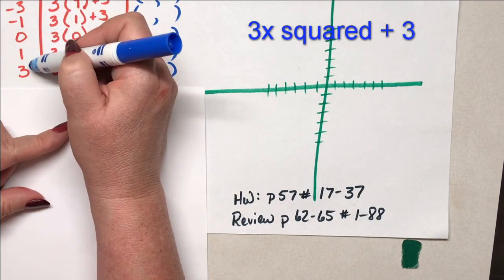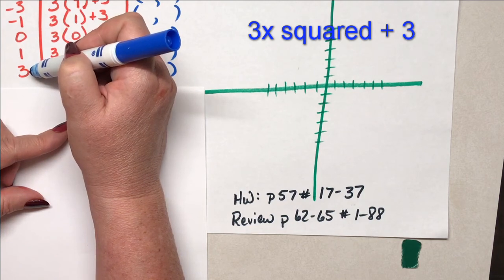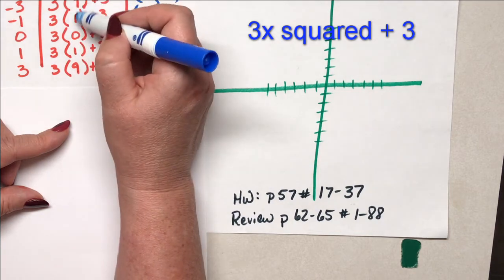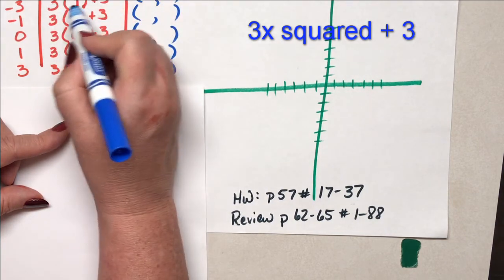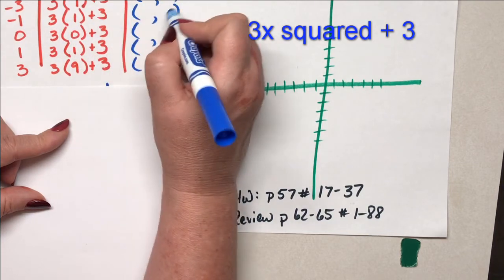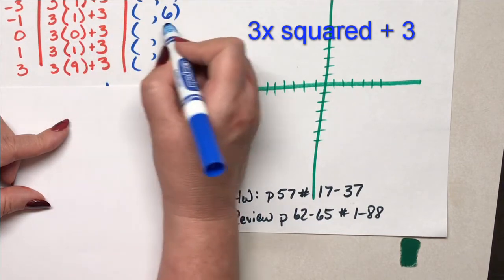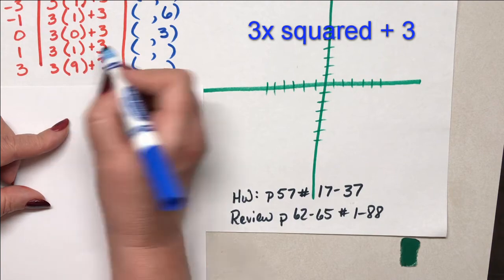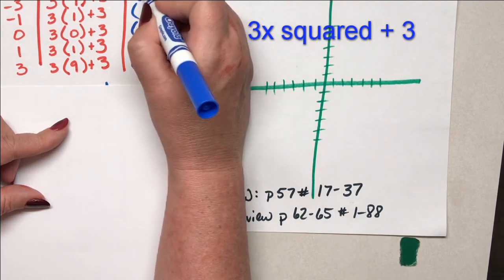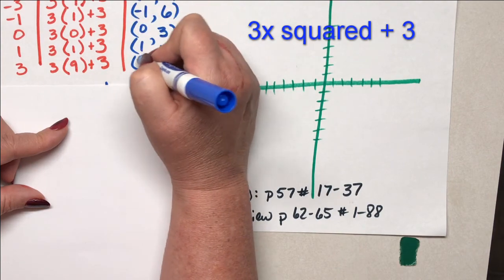And they've asked us to use these particular numbers as our input. And I've taken these numbers and squared them and put them here. 3 times 9 is 27, plus 3 is 30. 3 plus 3 is 6. 0 plus 3 is 3. 3 plus 3 is 6. 27 plus 3 is 30. -3, -1, 0, 1, 3.